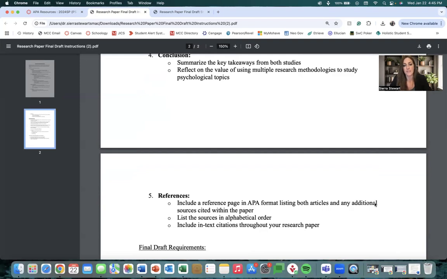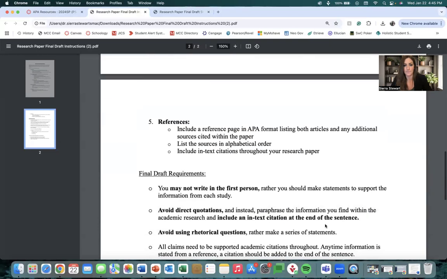And then you're going to include in-text citations throughout your research paper. So really, anytime that you list something that is from a study, you have to include an in-text citation at the end of it. That doesn't matter if you are directly quoting or if you are taking the information from the source and putting it into your own words. You have to put an in-text citation at the very end of the sentence. If you directly quote, you have to have the quotation marks and then the page number as well. But you always have to have in-text citations if you're stating anything from a source.